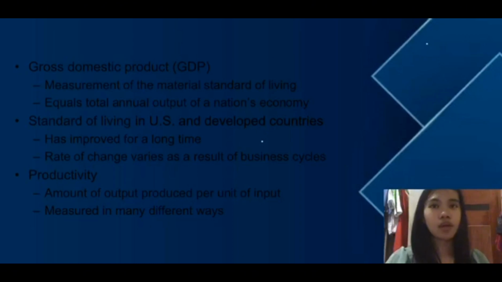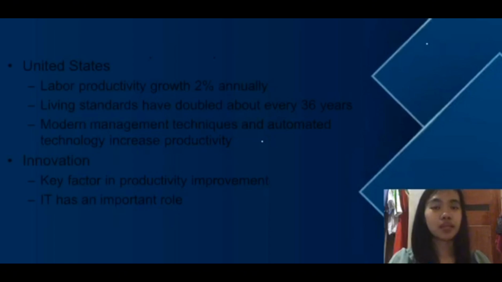Productivity is the amount of output produced per unit of input, measured in many different ways. United States labor productivity growth is 2% annually. Living standards have doubled about every 36 years. Modern management techniques and automated technology increase productivity.